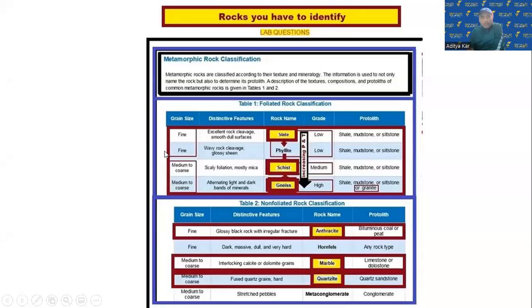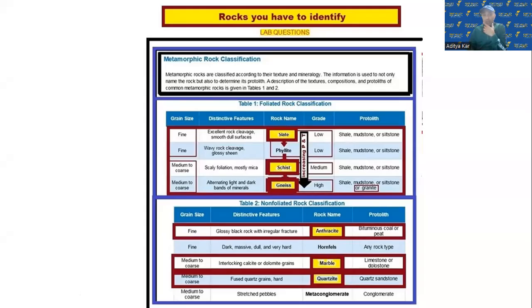So metamorphic rocks are rocks that are created from alteration of pre-existing rocks. These pre-existing rocks are like the parents, and they are called protoliths, which means the rocks before. There are two types of metamorphic rocks: one is called foliated, one is called non-foliated.